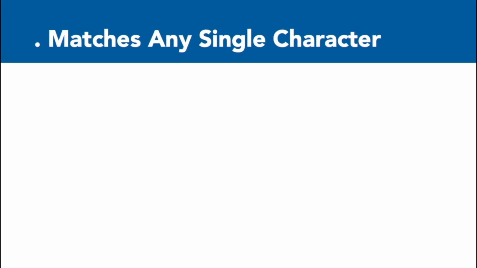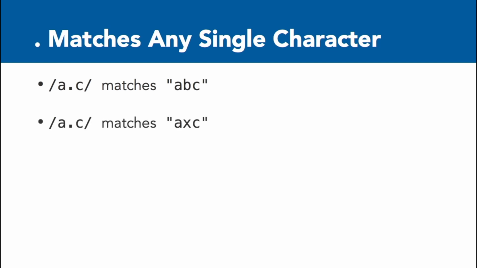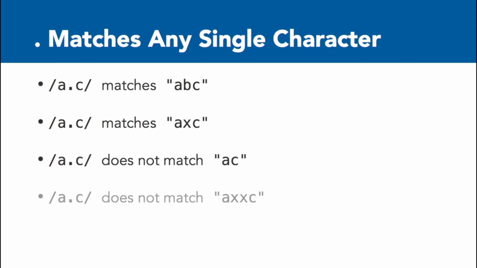In addition to matching simple strings, you can use metacharacters to create more sophisticated patterns. The period is the first metacharacter. It matches any single character. So for example, a.c matches abc. It also matches axc, or any single character between a and c, but it does not match ac. There has to be exactly one character between the a and the c. Likewise, it does not match axxc because there is more than one character between the a and the c.